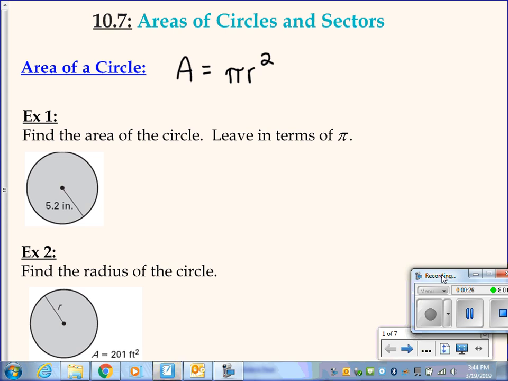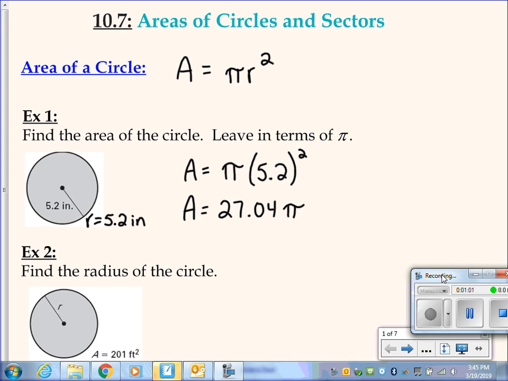So for example 1, we're going to find the area of the circle, and we're going to leave it in terms of pi. So look at what you've been given. We've been given that the radius is 5.2 inches. So we're just going to plug that into our equation. When you're leaving it in terms of pi, you are definitely going to square 5.2, which gives you about 27.04. And then we typically see the number in front of pi. And we've been given inches as our units, so we'll say inches squared.